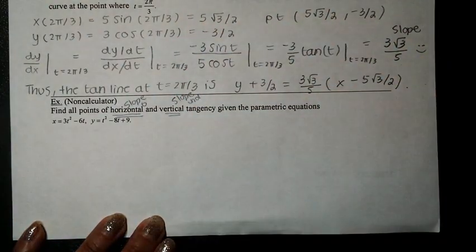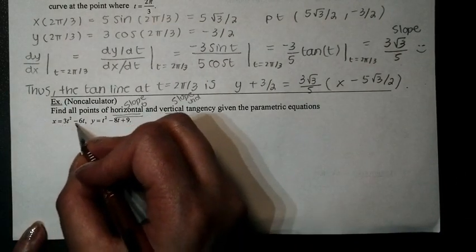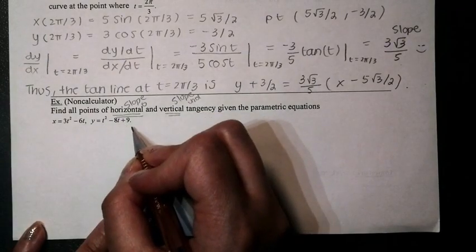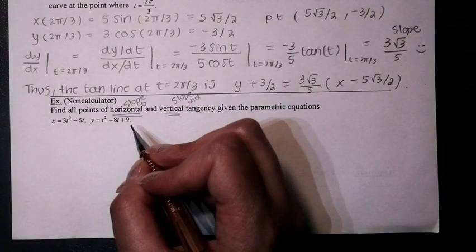Now, let's keep reading. Given the parametric equations, x is equal to this quadratic and y is equal to this other quadratic. And you're going to be like, I don't know where to start.